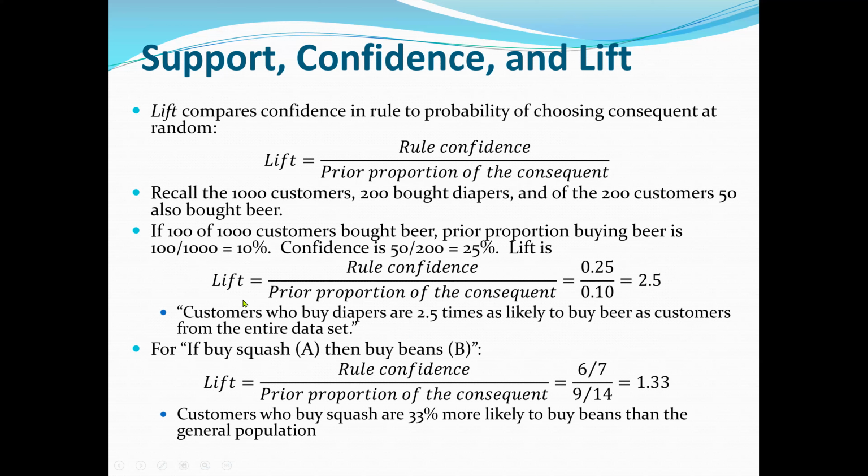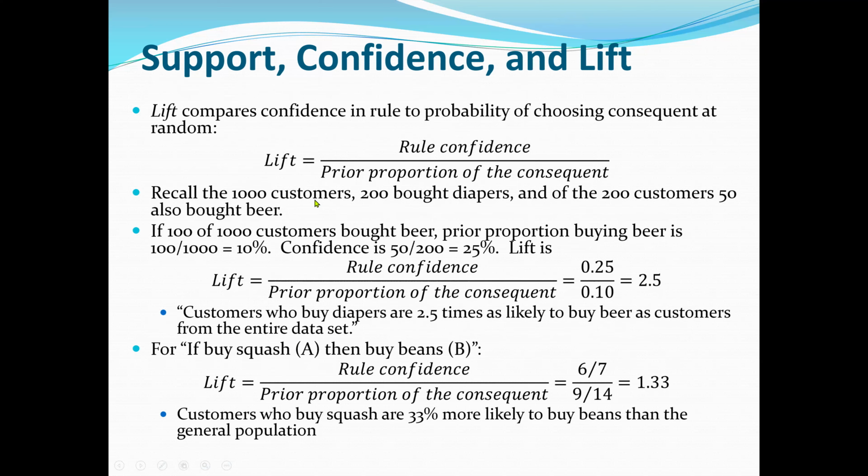So here we can interpret the lift to say that customers who buy diapers are 2.5 times as likely to buy beer as customers from the entire data set. So that would be the interpretation of the lift value.